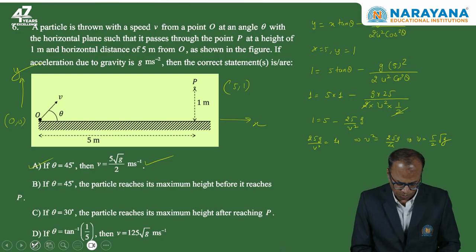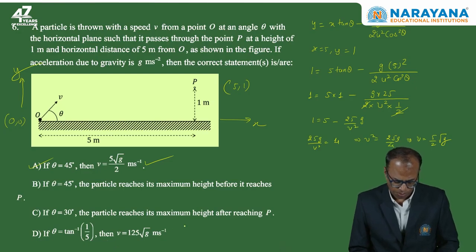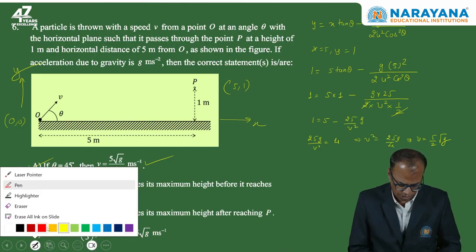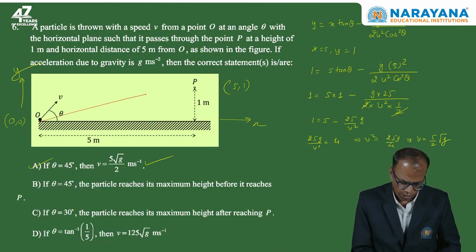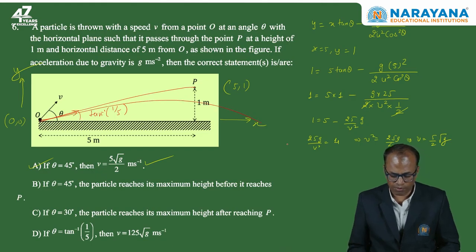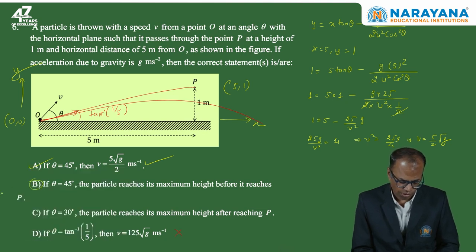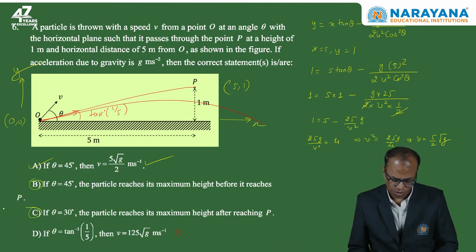And now let's talk about option D also. Option D is if theta is tan inverse 1 by 5. Tan inverse 1 by 5 is an interesting angle here. Like this angle is tan inverse 1 by 5. So if I throw directly towards that point P, it will never cross that point. So D is for sure wrong. Now I have to verify option B and option C.